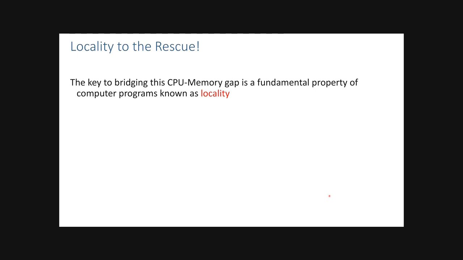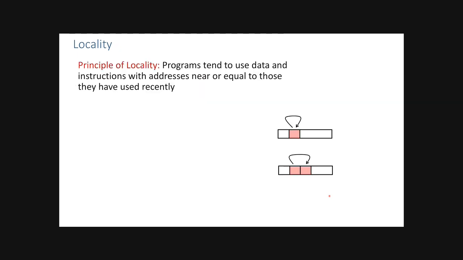And it's a property of our programs themselves. So let's examine this. The principle of locality goes like this: programs tend to use data and instructions with addresses near or equal to those they have used recently. So remember, our program and our data are stored in our memory when the program loads up.